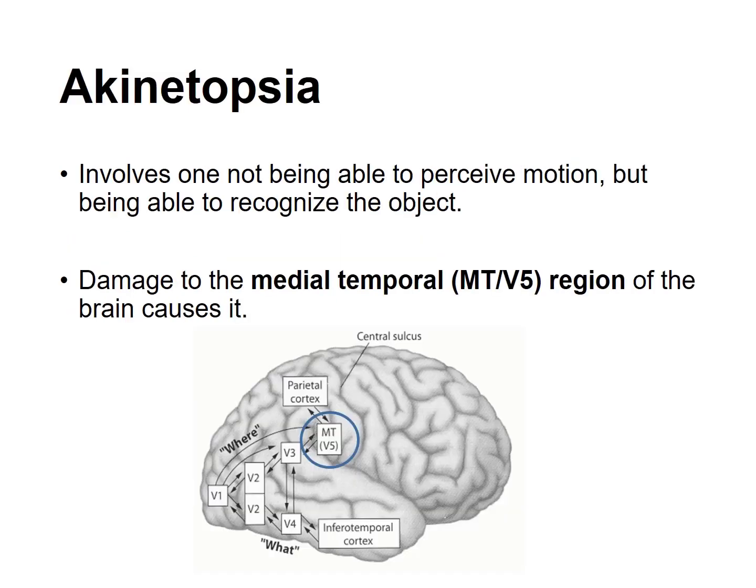Damage to the dorsal area, in particular the MT/V5 region, could leave you with the inability to perceive the motion of objects, which has also been called akinetopsia. You understand what the object is, and you can see it in space, but you can't see it when it's moving. Instead, you see it as a series of still photo shots. It's very disconcerting to those who have it.